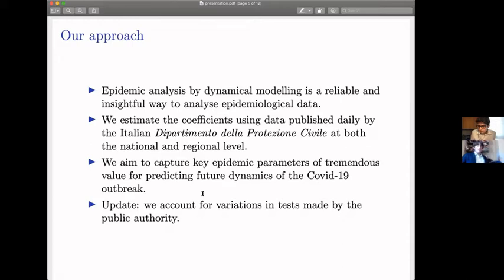As you may remember, in this month, the testing strategy has changed. So we account for this variation made by the public authority. Now, I'd like to give the floor to Marco to explain the details of the model and the adjustments we made to account for the change in testing strategy.